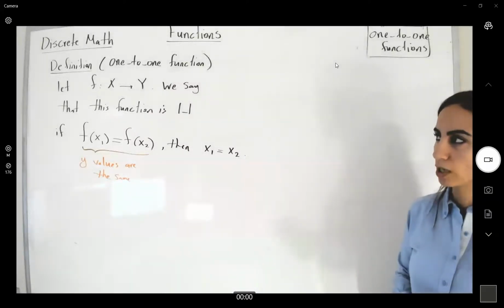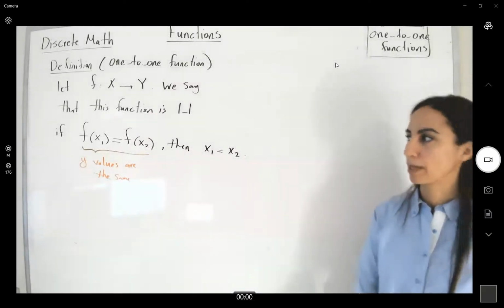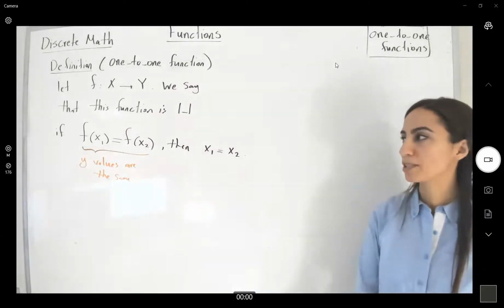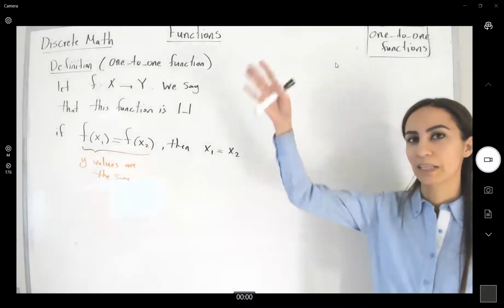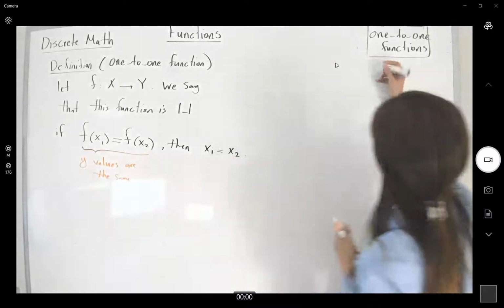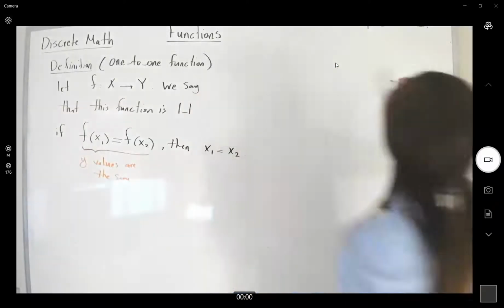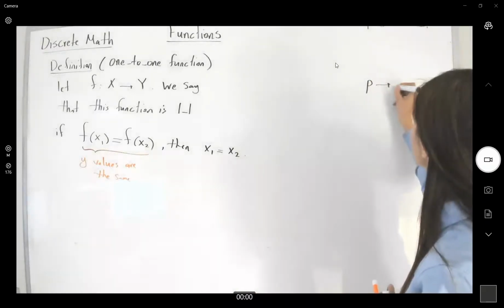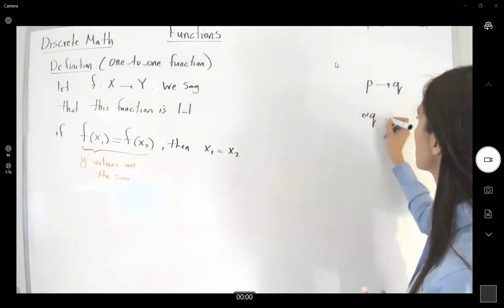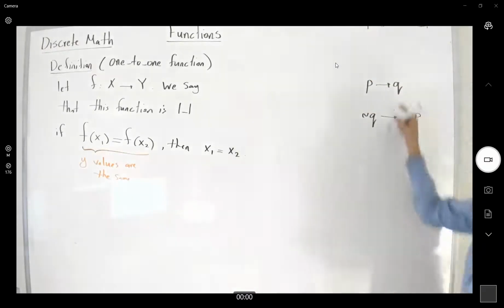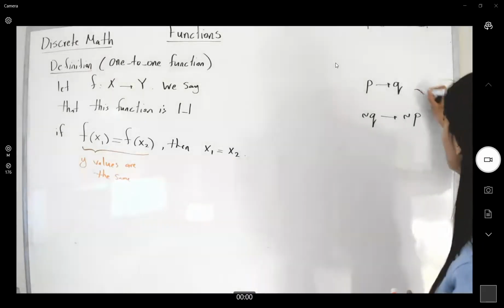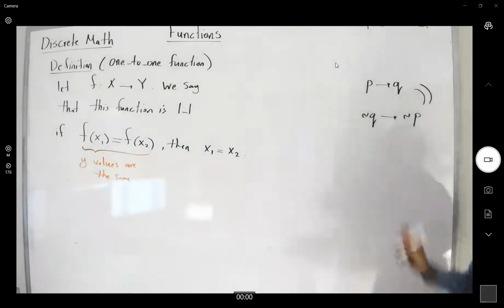Okay, well, let us get back to previous chapters about P then Q. Recall that if you have P then Q, the contrapositive says not Q, then not P. These two are equivalent to each other.